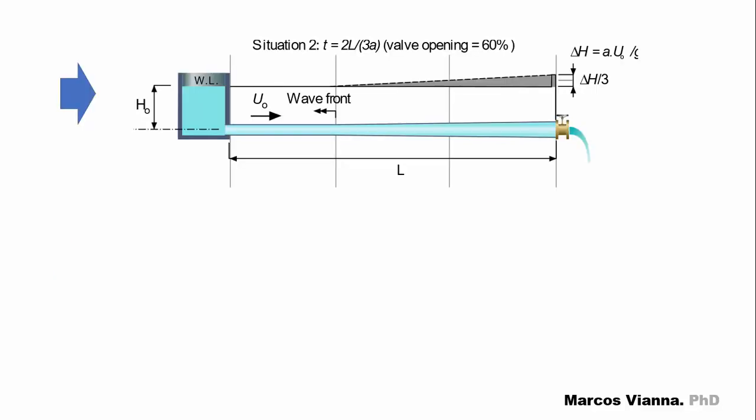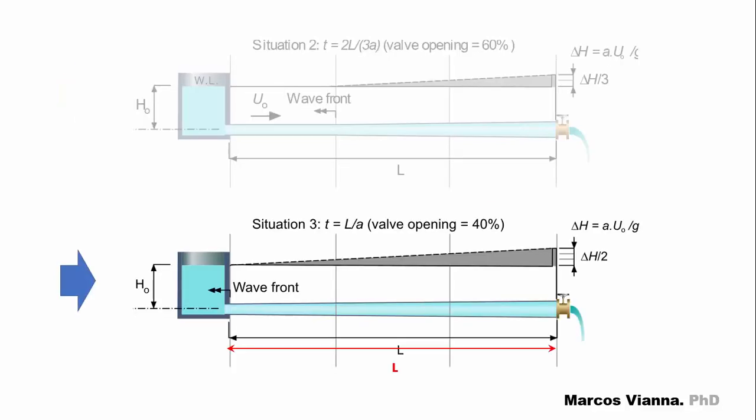And here it goes. And here's what happens L over A seconds after the beginning of the closure operation. The wavefront travels L from the valve to the reservoir, and the wavefront hits the reservoir. The valve opening is now at 40%. This will be the configuration of the piezometric line along the pipeline. From now on, the reservoir will begin reflecting back the waves towards the valve, as we will see.